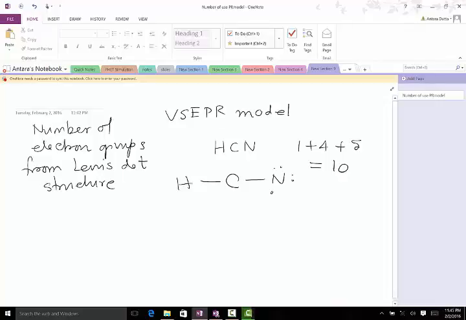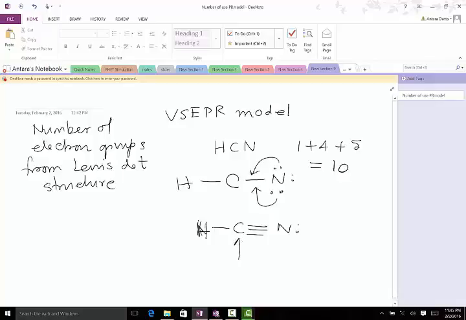But it is clearly evident that carbon doesn't have octet, so we have to share the lone pairs of nitrogen to make carbon happy with 8 electrons. So now my carbon has 4 bonds, nitrogen has triple bond with the lone pair, and hydrogen, since it requires only 2 electrons, it has a single bond. So this is the correct Lewis dot structure of HCN.